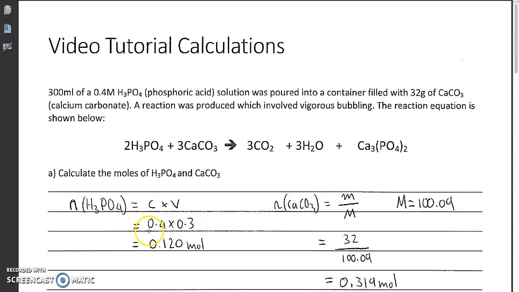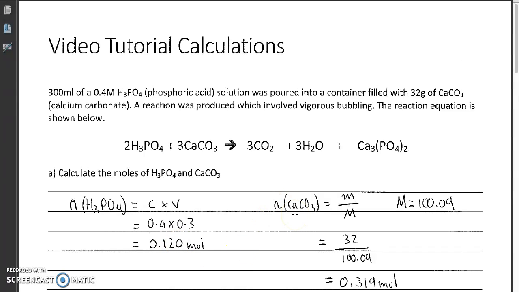It says a 0.4 molar solution, that's the concentration, times by the volume of 300 mL, which you need to convert into litres in order for the calculation to work. So 300 millilitres is 0.3 litres. Times those together to get 0.120 moles. Notice I've put this in three significant figures. Throughout some of the questions I've forgotten to do three significant figures, so forgive me.